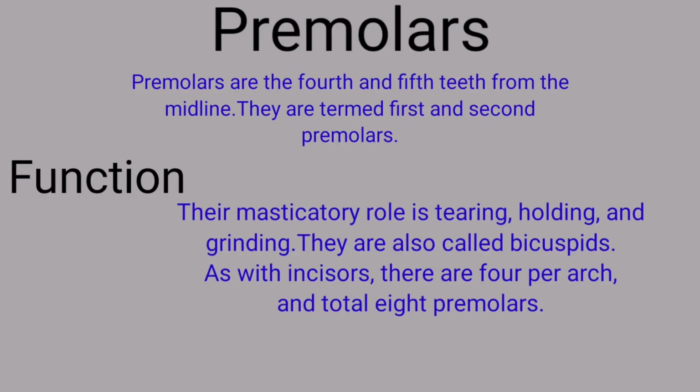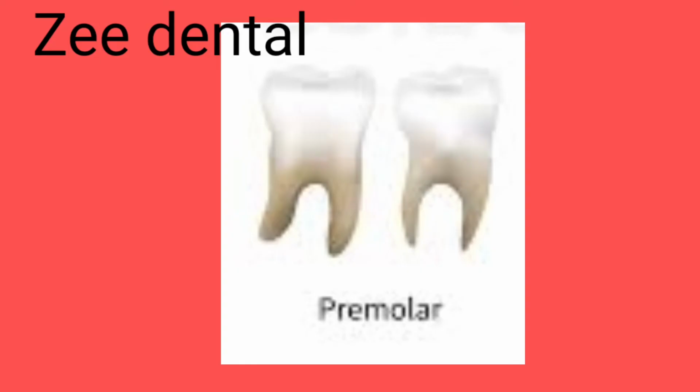Premolars. Premolars are the 4th and 5th teeth from the midline. They are termed first and second premolars. Their masticatory role is tearing, holding, and grinding. They are also called bicuspids. As with incisors, there are 4 per arch and a total of 8 premolars. Viewers, in this picture you can see the example of premolars.